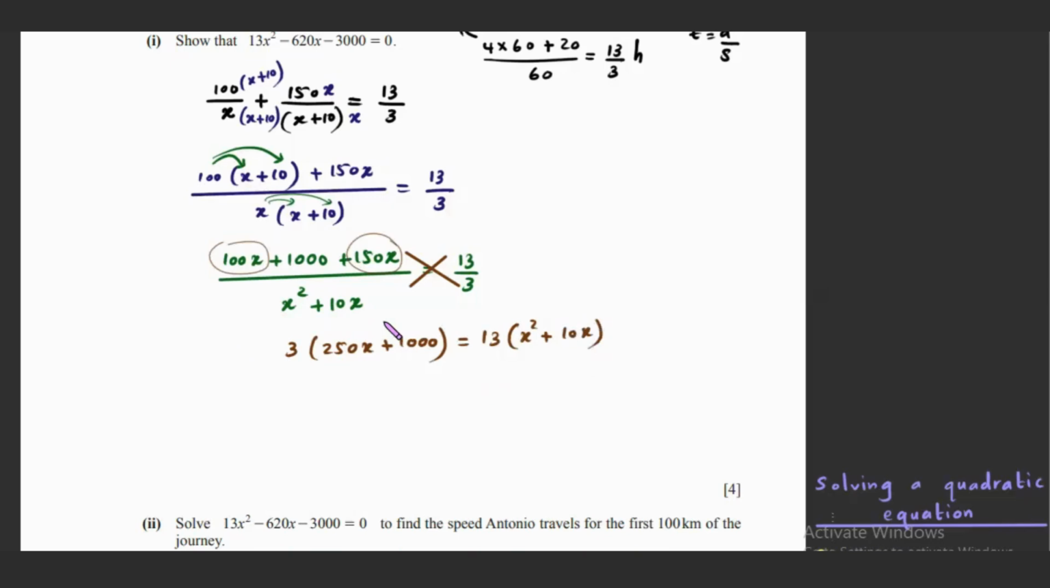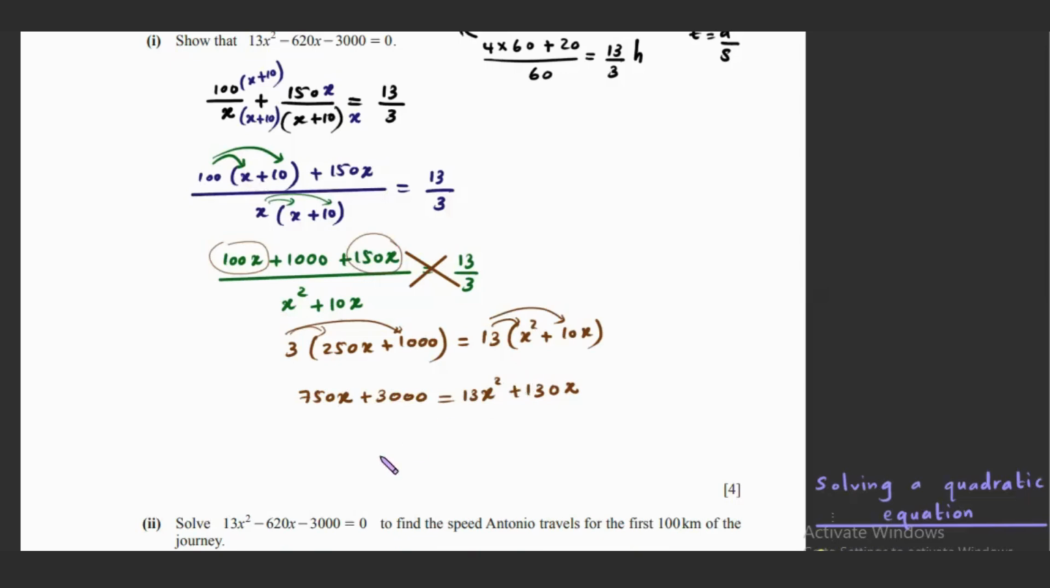Now I need to expand this. 3 times 250x is going to be equal to 750x. 3 times 1000 is equal to 3000. 13 times x squared is 13x squared. 13 times 10x is equal to 130x. Now I'm going to rearrange this to make it equal to 0.